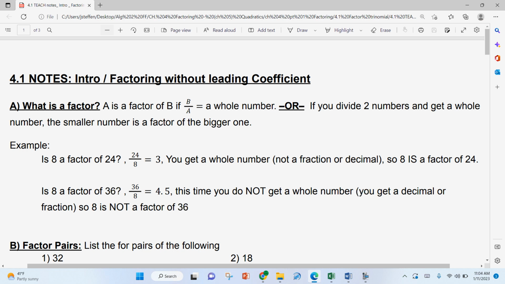So a lot of today we're going to go through and try to find factor pairs. We'll talk about that here in a second. And really, if I were you, I would just do a lot of dividing. 24 divided by 8, 24 divided by 7, 24 divided by 6, and go through and use your calculator. If you ever get a whole number, that means it is a factor. If it's a fraction or decimal, it is not.